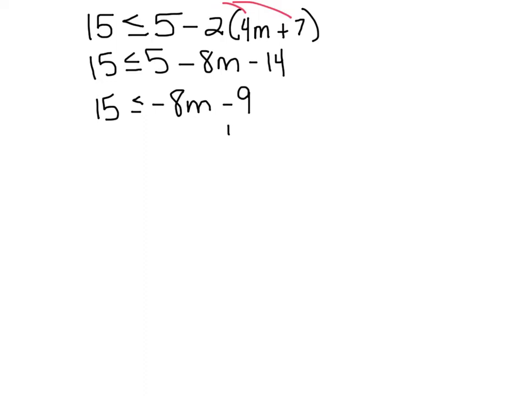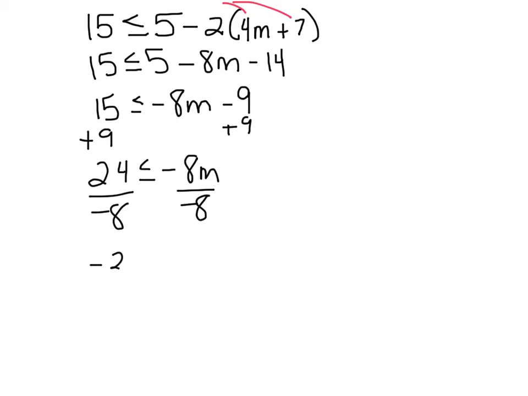I now add 9 to both sides. That would give me 24 is less than or equal to negative 8m. I divide by negative 8. I switch the inequality because I divided by a negative. And so my answer would be negative 3 is greater than or equal to m. Or you could write it as m is less than or equal to negative 3.